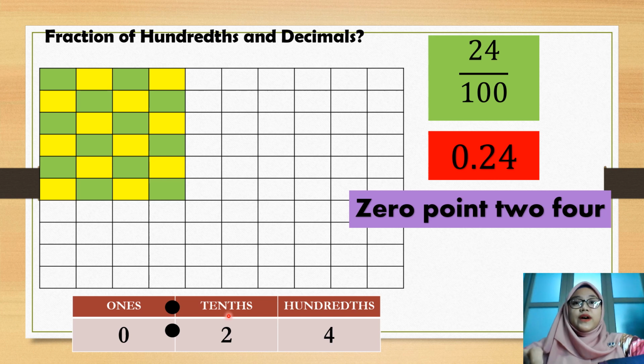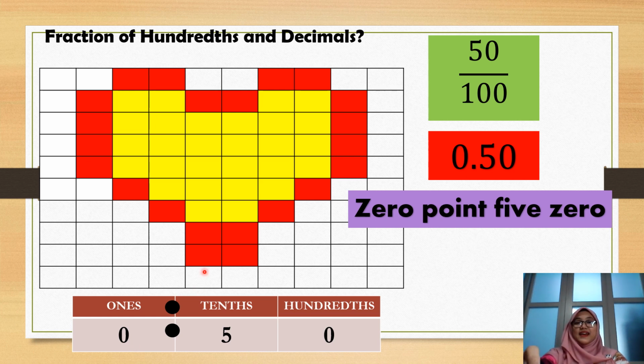Okay, try to understand this 100 grid. 24 out of 100, good. 24 over 100. And when we convert into decimal, it becomes 0.24. We cannot say it as zero point twenty-four, but zero point two four. Good. Next.